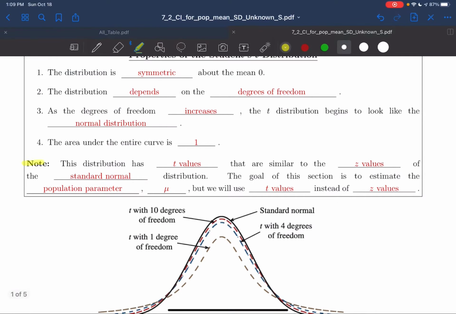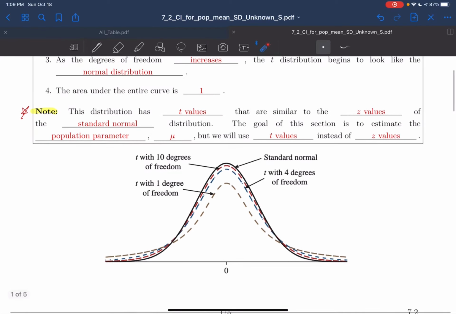One note, and this is important. This is the whole theme of this section. This distribution has t values that are similar to the z values of the standard normal distribution. The goal of this section is to estimate the population parameter mu, but we're going to use t values instead of z values. That's the key thing here.